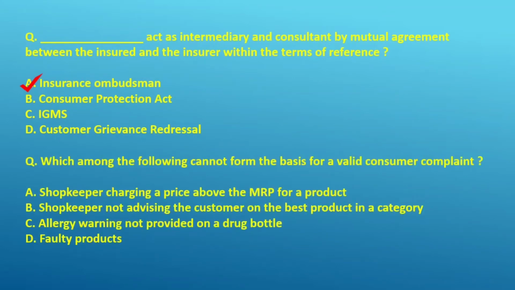Next is, which among the following cannot form the basis for a valid consumer complaint? When we see all the four options, the correct answer is B. Shopkeeper not advising the customer on the best product in a category. Let's say you are going to buy a soap and you demand Lux soap, but the shopkeeper does not say that Dove soap is better than Lux. So there is no complaint arising because of this. So the correct answer is B. Shopkeeper not advising the customer on the best product in a category.